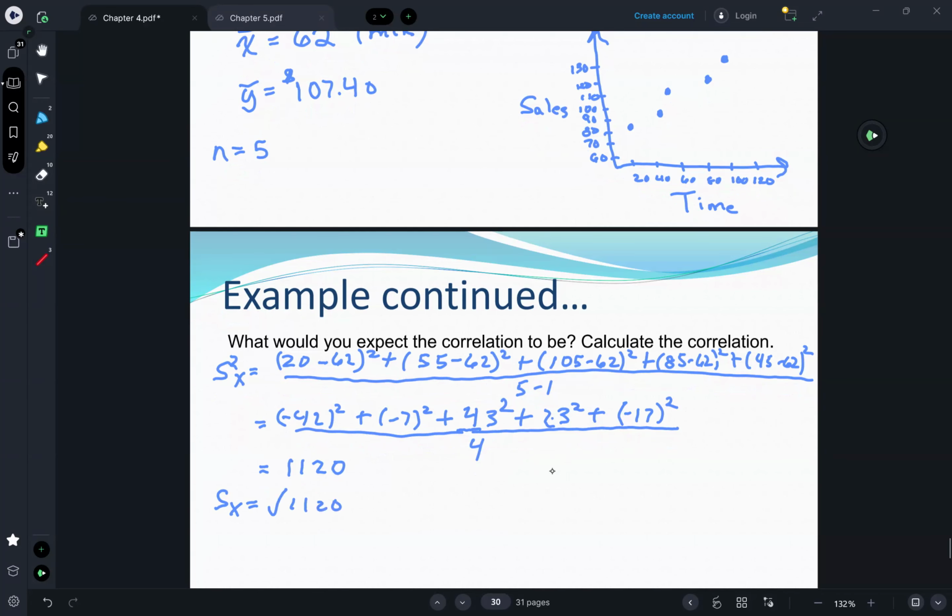That first one will be negative 22.4. 110, subtract 107.4. I get 2.6. 2.6. Let me make sure that's clear. Squared. Add that to the next one, which is 130.